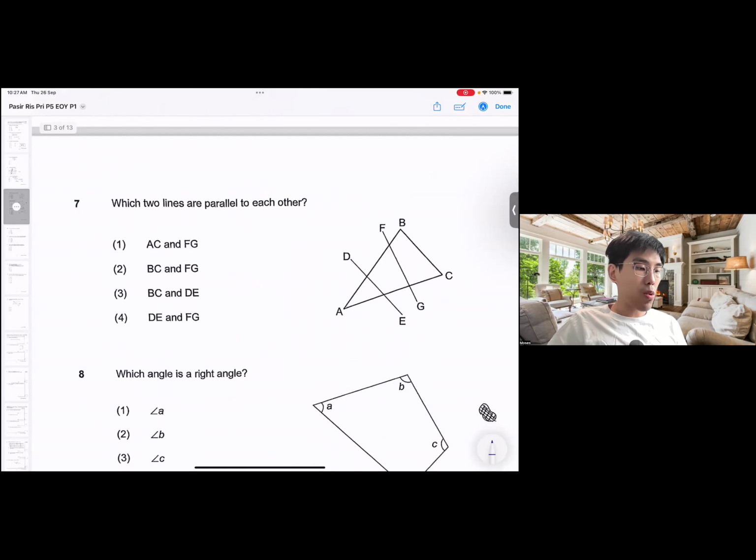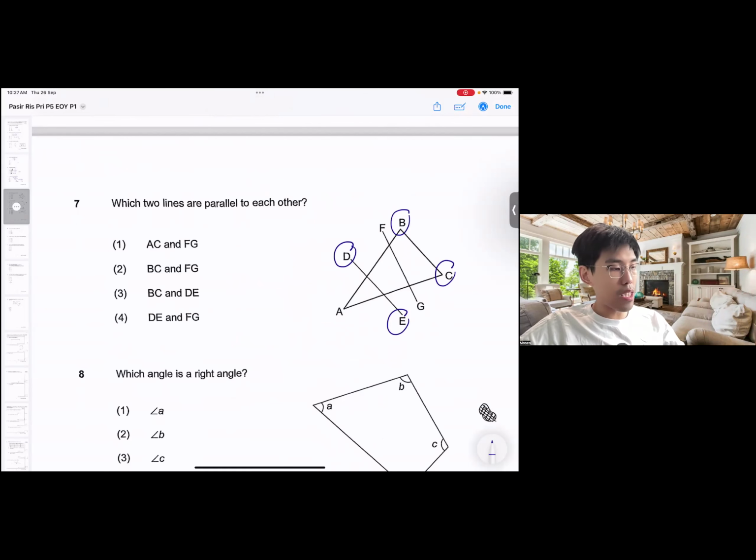Which two lines are parallel to each other? When they say parallel, it means that they run along the same direction and they will never ever meet. From here, the only thing we can do is by observation. We are looking at line BE and line BC. BE and BC, so it's option 3.